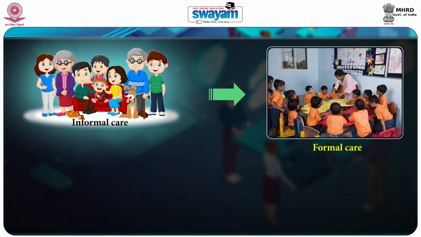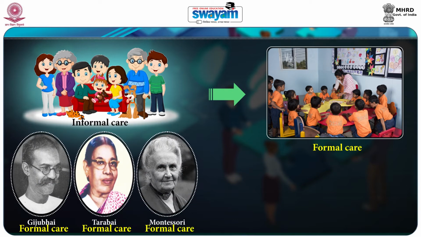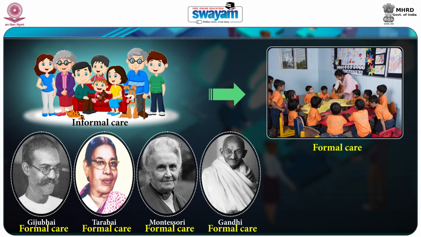Hence, the informal childhood care education became extinct and the formal early childhood care setting was introduced in India during the later half of the 19th century. With inputs from the early pioneers of ECCE in India, namely Gijubhai, Tarabai, Montessori and Gandhiji, the concept of pre-basic education gained widespread popularity even in the rural parts of the country.